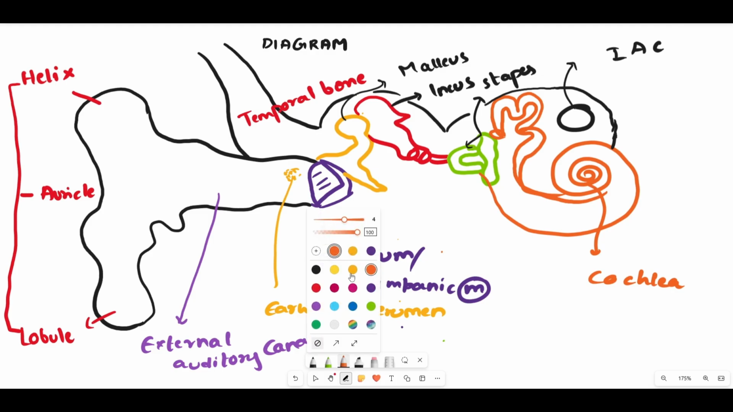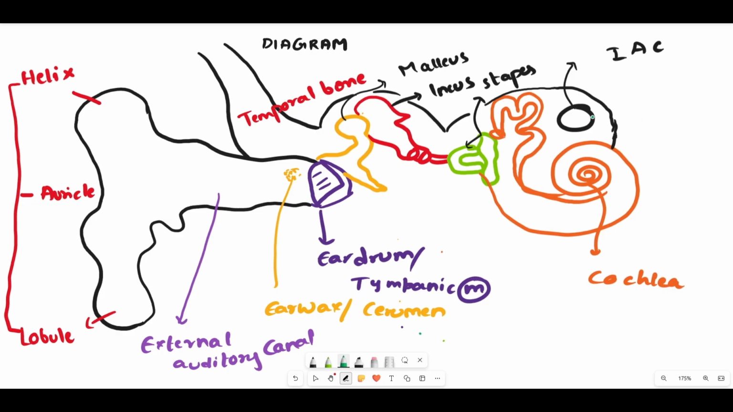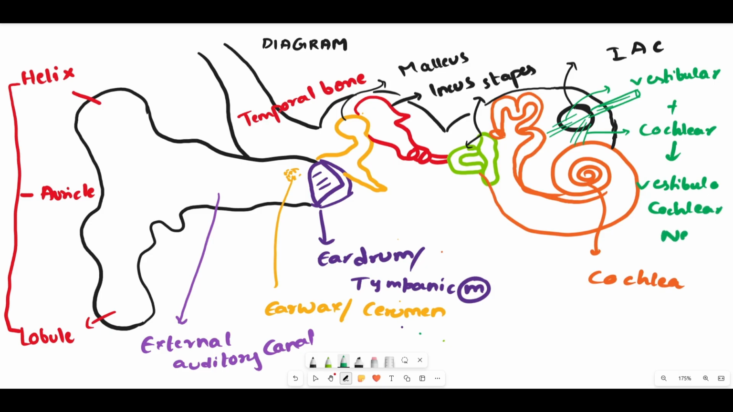And here there is the presence of certain nerves, especially here. So this is called the cochlear branch. This is called the vestibular branch. Both cochlear and vestibular together we will be calling the vestibulocochlear nerve, which is the eighth cranial nerve.